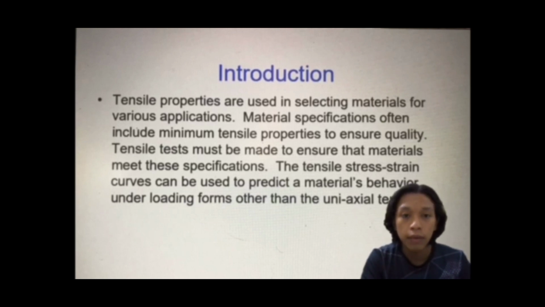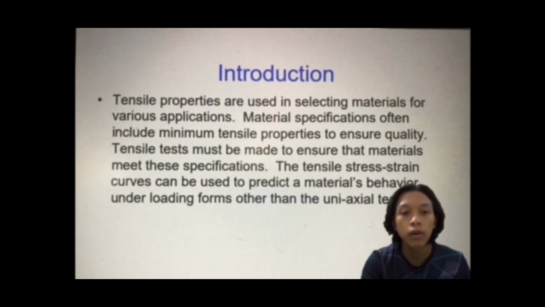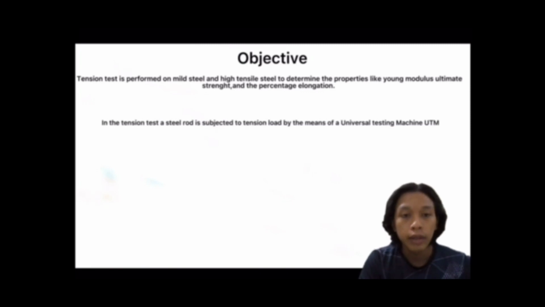Then, tensile tests are performed for several reasons. The results of tensile tests are used in selecting materials for engineering applications. Tensile properties frequently are included in material specifications to ensure quality. After that, tensile properties often are measured during development of new materials and processes, so that different materials and processes can be compared. Finally, tensile properties often are used to predict the behavior of a material under forms of loading other than uniaxial tension. Next, the objective of the tensile test.